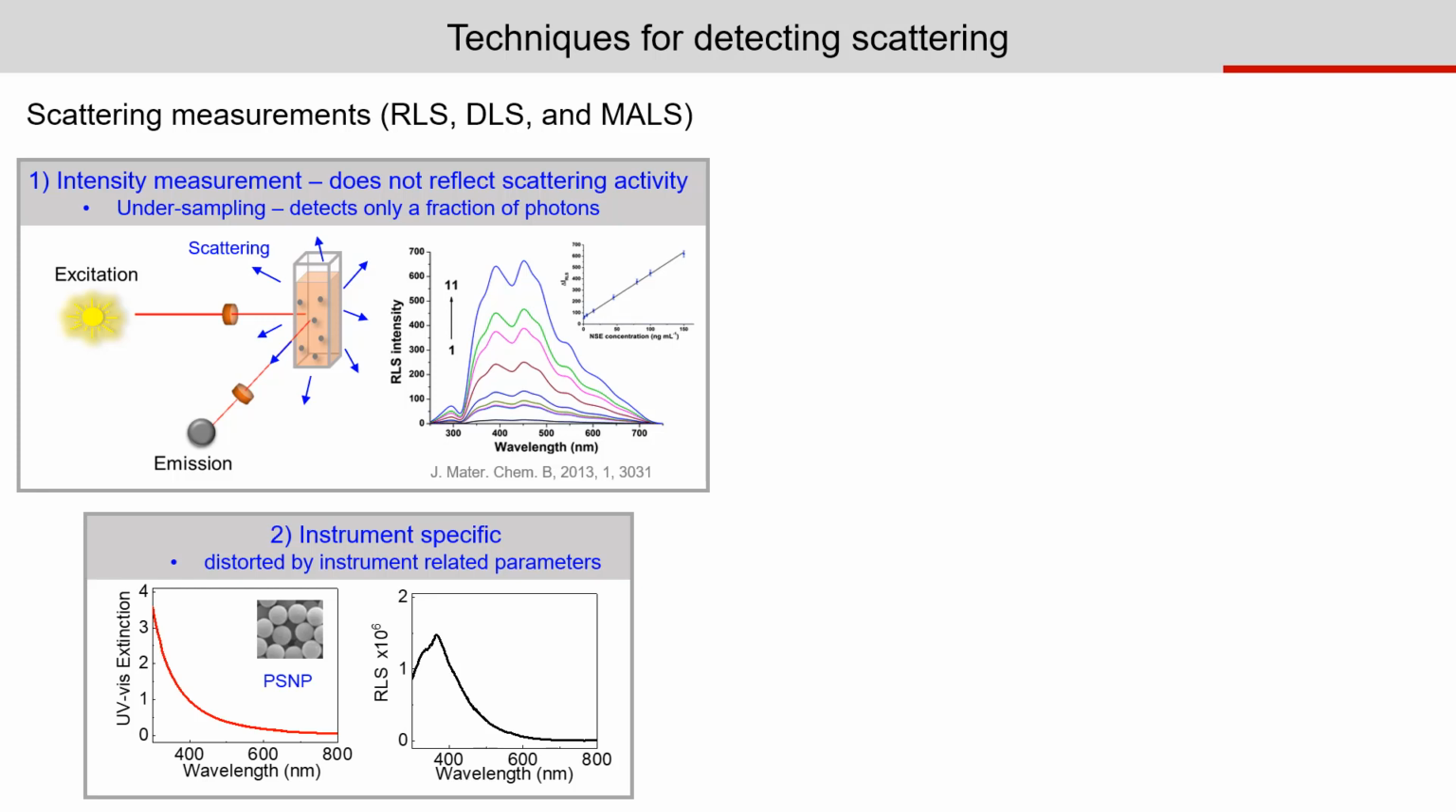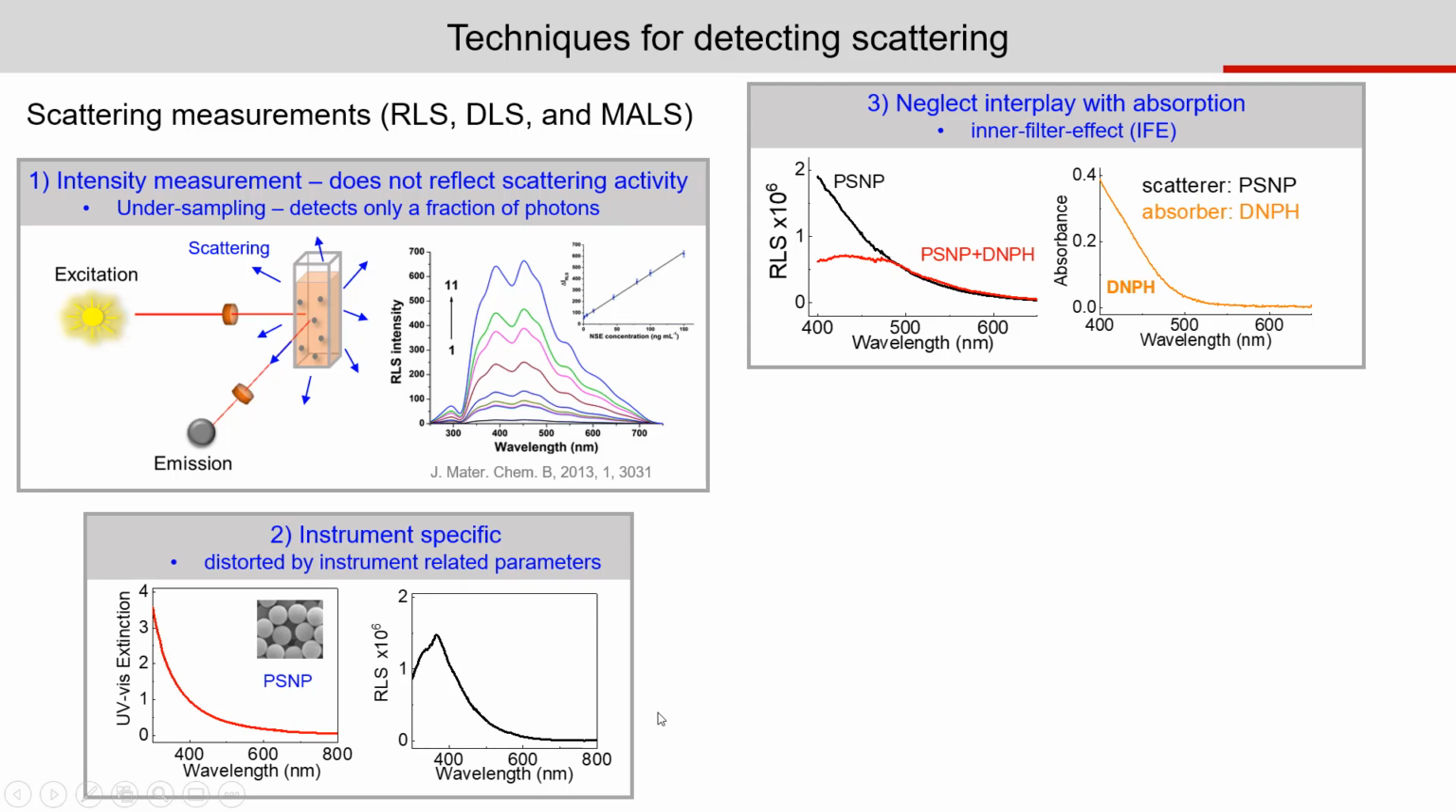Second, these intensity measurements are instrument-specific, which means what you get is highly dependent on the instrument response. For example, polystyrene nanoparticle is a Rayleigh scatterer. You can see a typical Rayleigh scattering spectrum taken with the UV spectrometer, but its RLS spectrum taken with the fluorometer has a different spectral shape, which is not an exponential decay because the signal is modified by the instrument response.